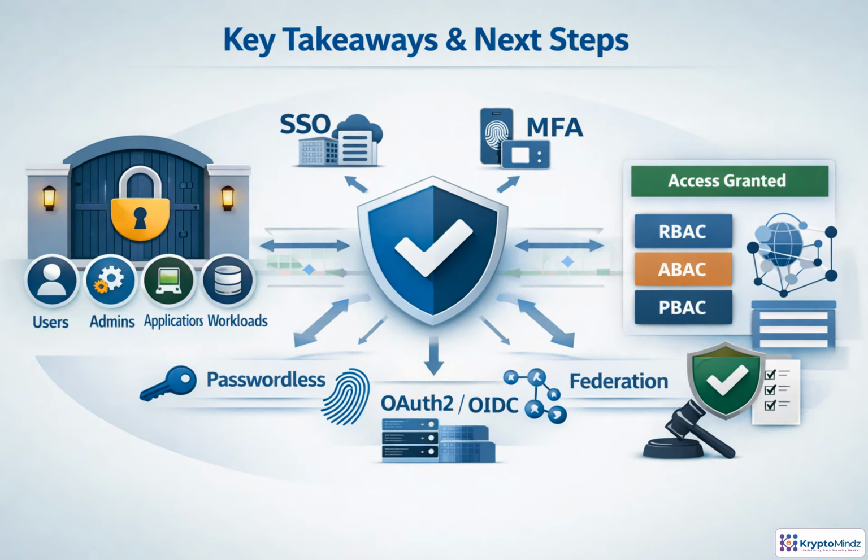Authentication is the front door for secure AI. Centralized SSO, strong MFA, passwordless sign-in, OAuth2 or OIDC, and federation create trustworthy identity signals for users, admins, apps, and workloads. Those signals only become useful when they are mapped to permissions. Next, we turn to authorization with RBAC, ABAC, and PBAC.